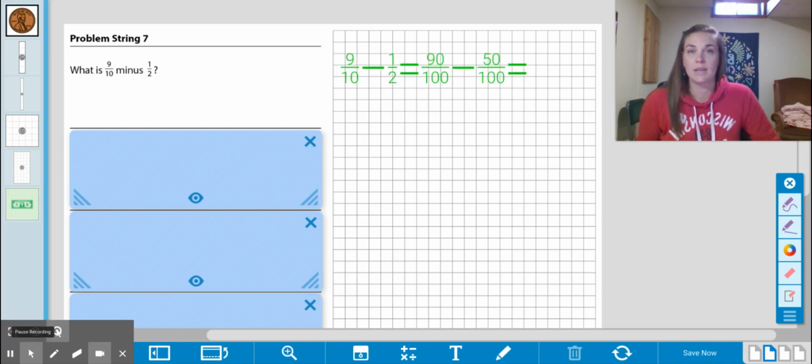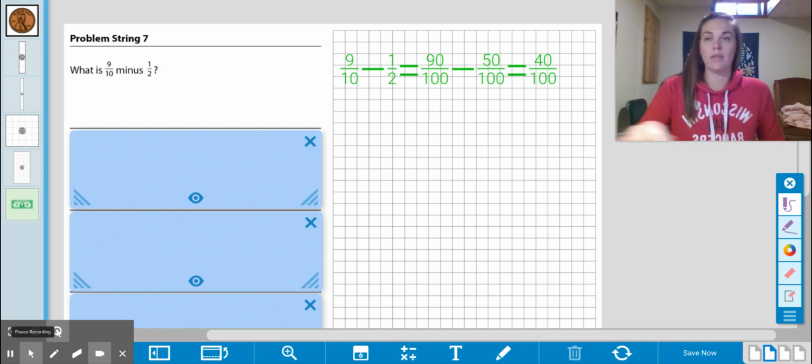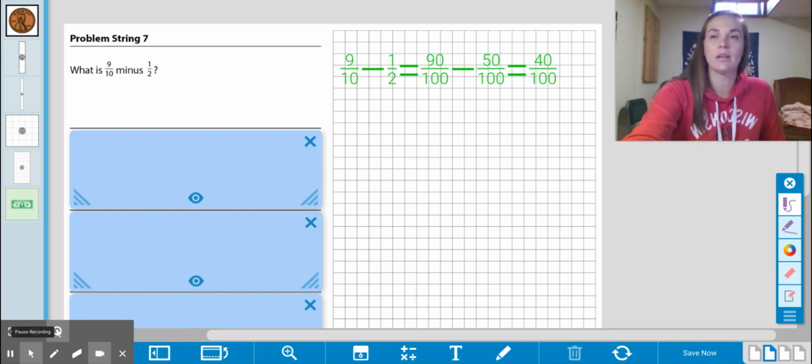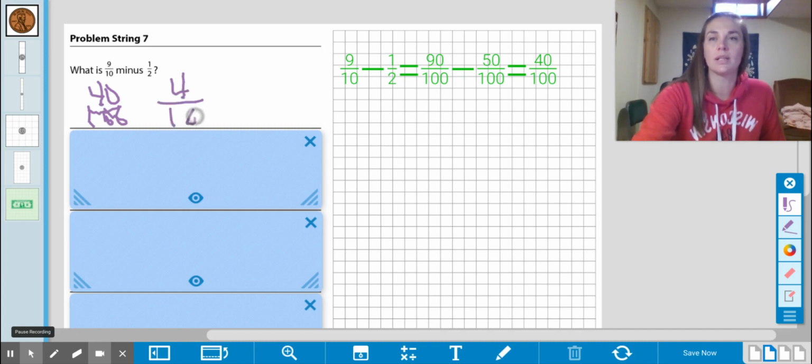When I think about this, I think money is an easy way to solve it. 9/10 is the same as 90 cents, 9 dimes, right? So 90 cents minus, and then a $0.50 is 50 cents. So 90 hundredths minus 50 hundredths equals what? All right, hopefully you said that, hey, that's 40 hundredths. So over here for my answer, I could write 40 hundredths. I could have also said that it is the same as 4/10, right? Those would be equivalent fractions.